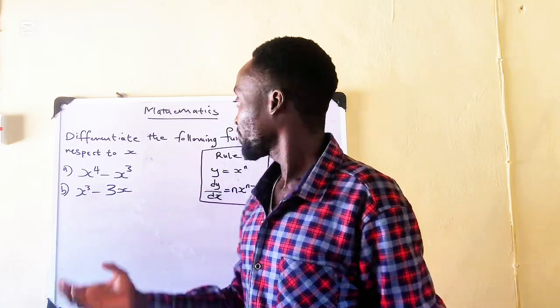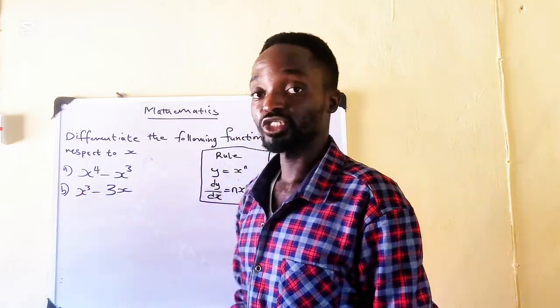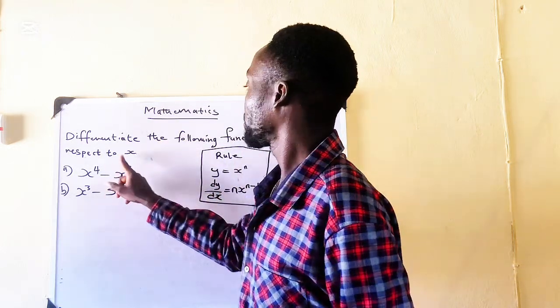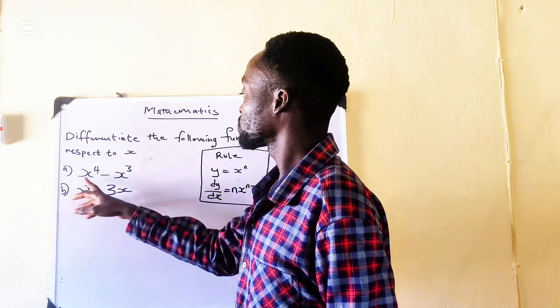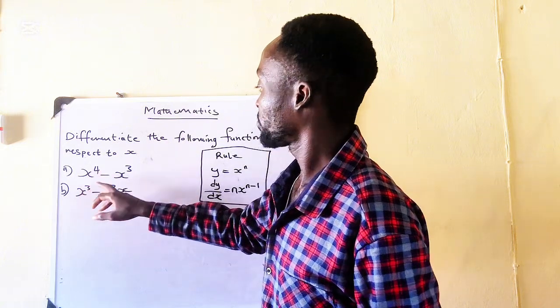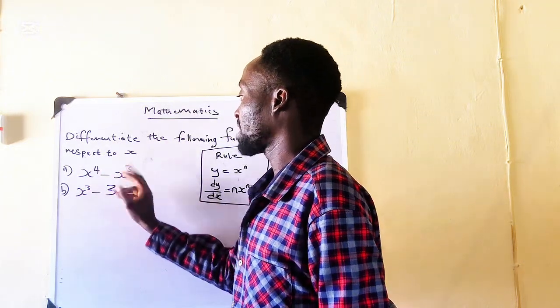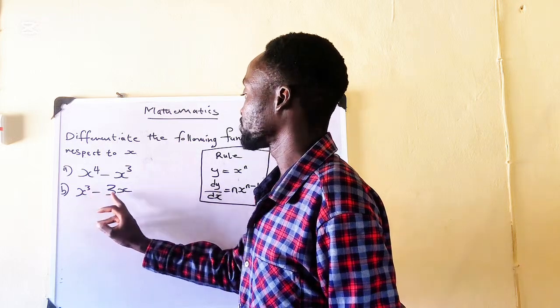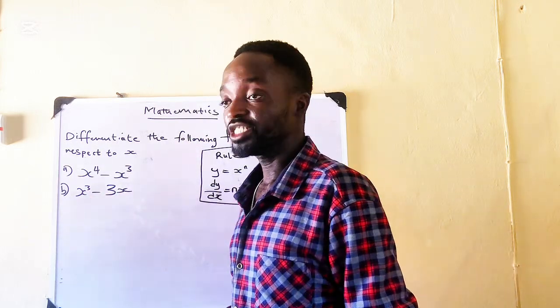In today's class, I'm going to show you how you can answer this question. The question is asking us to differentiate the following functions with respect to x. The first one is x raised to the power of 4 minus x raised to the power of 3. And the second one is x raised to the power of 3 minus 3x. So how do you differentiate these functions?